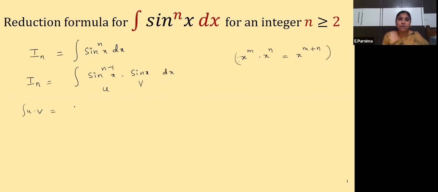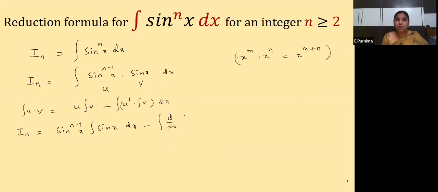Okay. Now what is u into v? u into v is nothing but u into integral v minus integral u dash into integral v whole dx. Understood? So I'm trying to apply this formula here. What is our u? Sine to the power of n minus 1 x, into integral sin x dx, minus integral d by dx of sine to the power of n minus 1 x into integral sin x dx, whole dx.